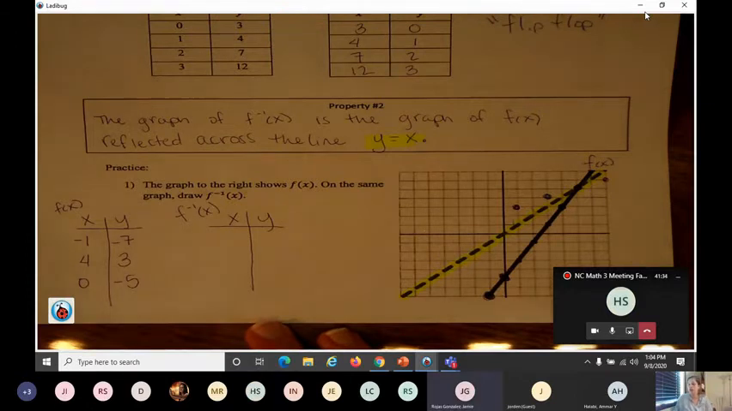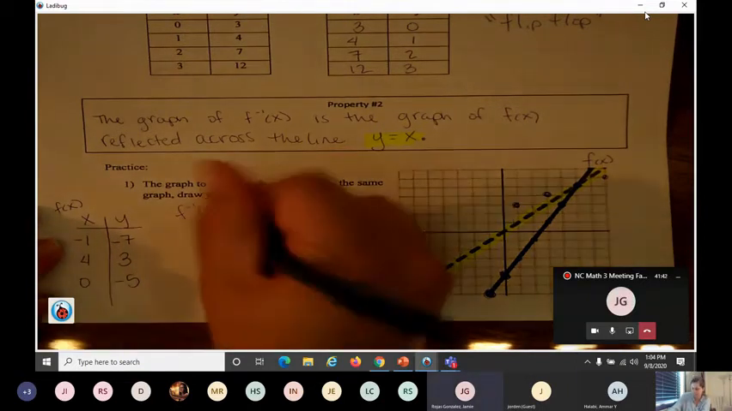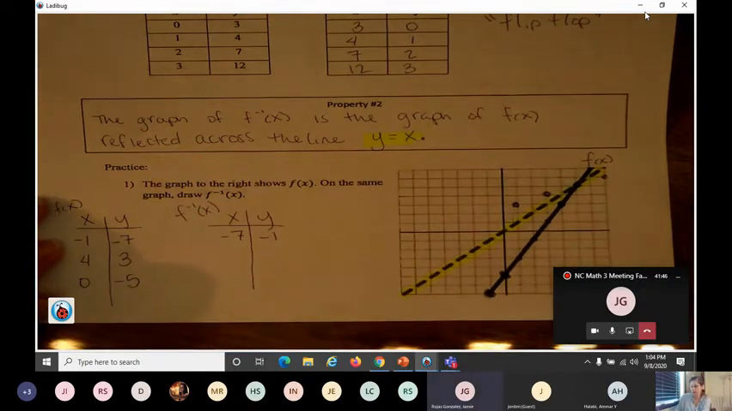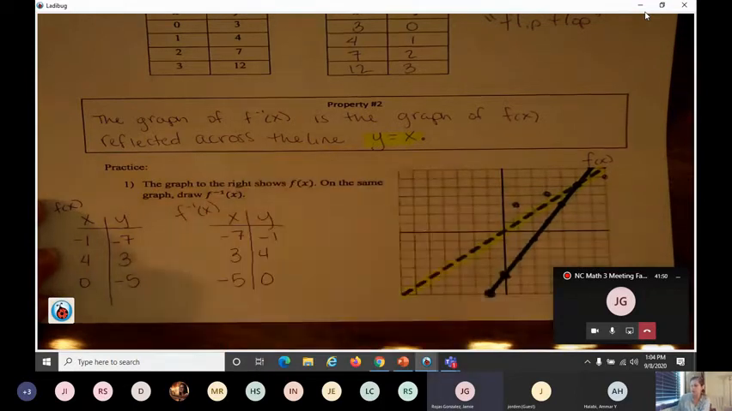Yeah. Jamie? So can you tell me what all of these points will be on the inverse function when I flip them? -7 and -1. Yep. 3, 4, and -5 and 0. Perfect. Thank you very much.